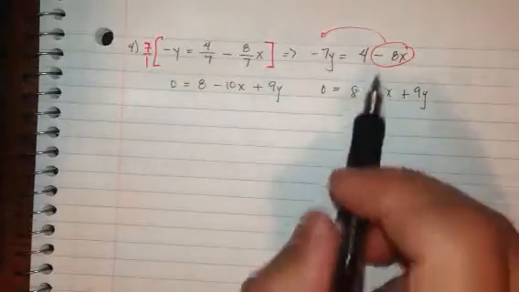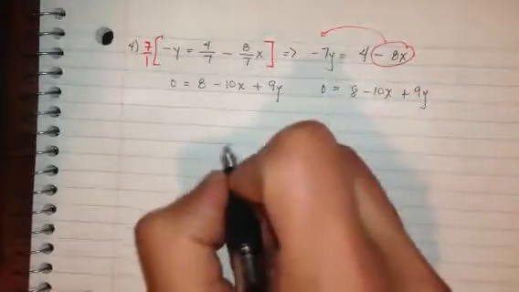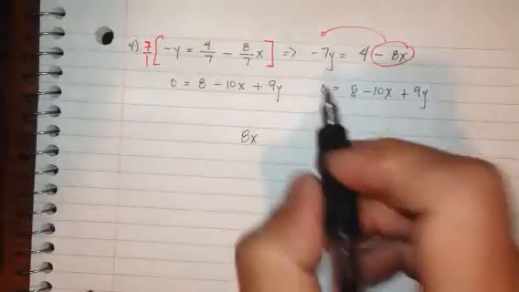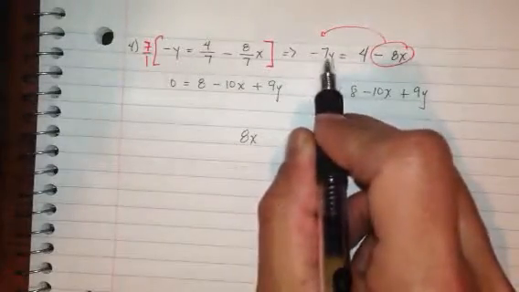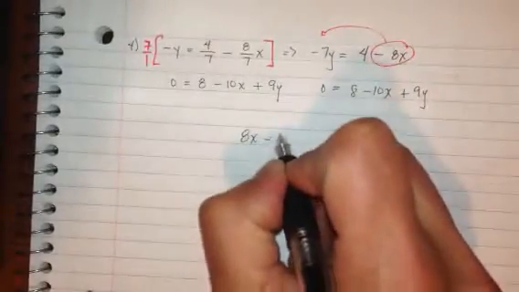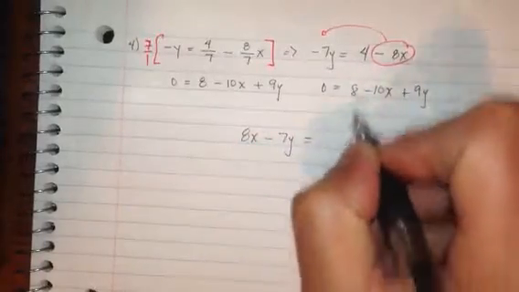So the negative 8x, bring them across, becomes a positive 8x. The minus 7y, it's already on the left, so I'm just going to go ahead and write it. Equals the constant.